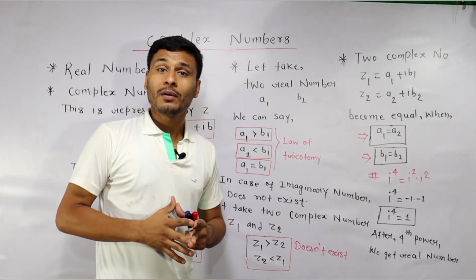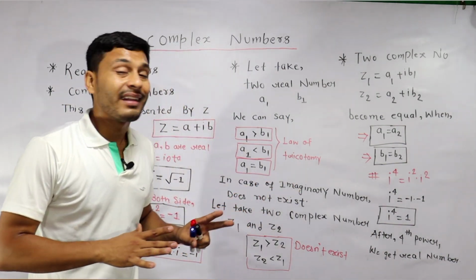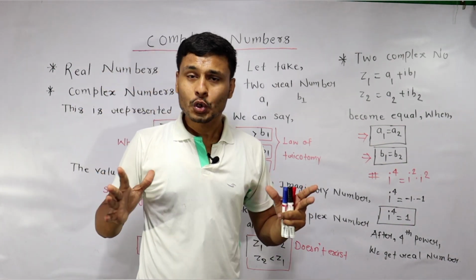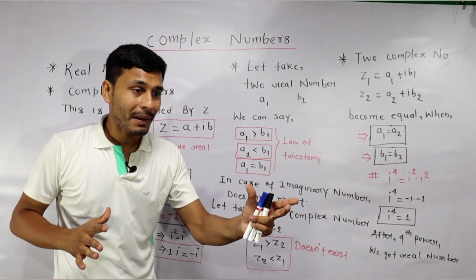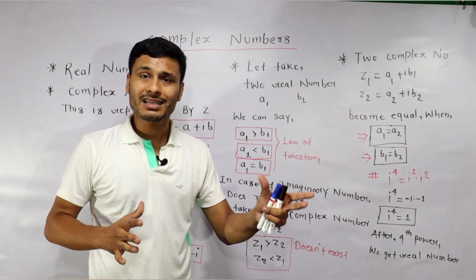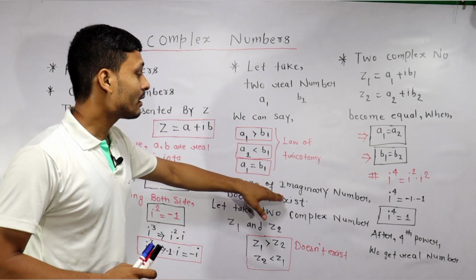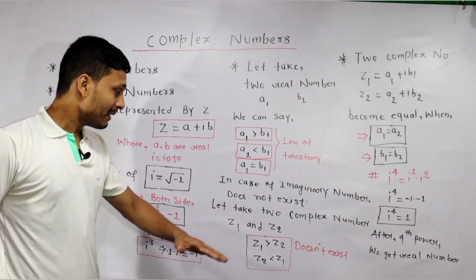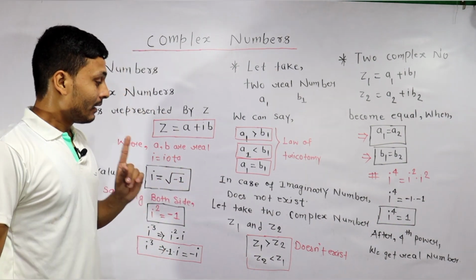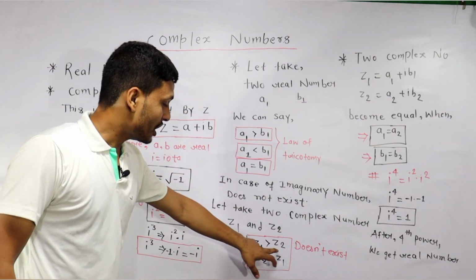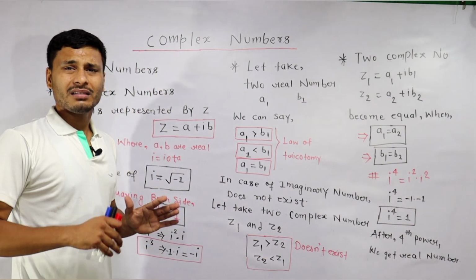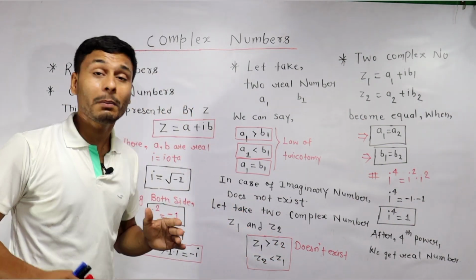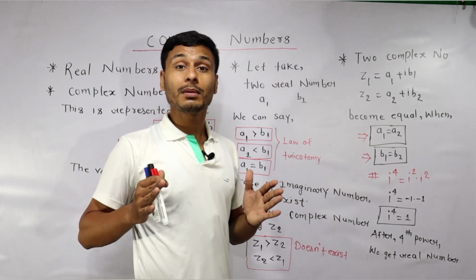But in case of complex numbers, this doesn't exist, because a complex number is imaginary. So we cannot say that this complex number is greater than that complex number. That means in case of imaginary numbers, it doesn't exist. Let's take two complex numbers, Z1 and Z2. Here I have written Z1 greater than Z2 or Z2 is less than Z1. Its concept doesn't exist, but we can see that two complex numbers become equal.